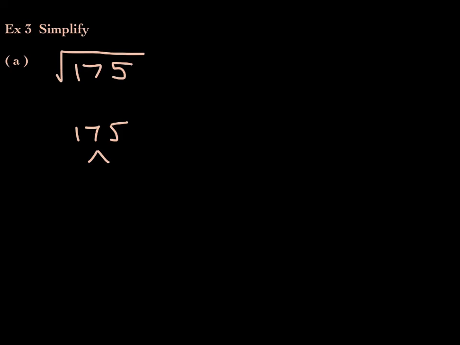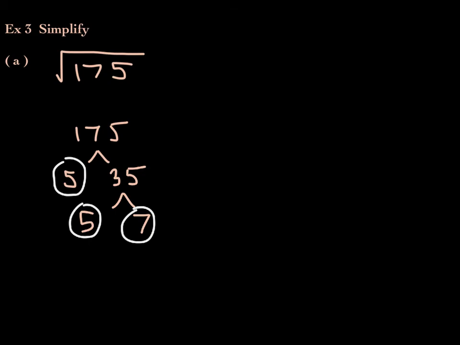Start with any two factors for 175, other than 1, of course. We can start with 5. You know that 5 is a factor of 175 simply because 175 ends in a 5. Remember, any number that ends in a 0 or a 5 will be divisible by 5. 5 times 35 will be 175. Between these two factors, 5 is prime, 35 is not. So we rewrite 35 as 5 times 7. Now both 5 and 7 are prime, so I circle those.